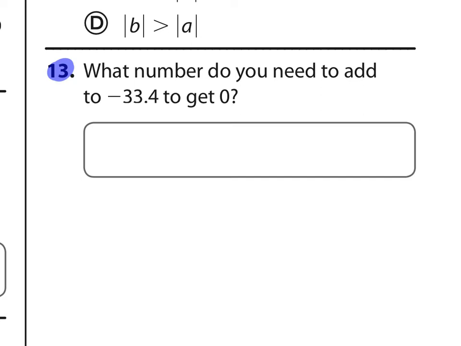Number 13, what number do you need to add to negative 33.4 to get 0? So you're going to take some number and add negative 33.4 and it equals 0. We know we can add opposites to equal 0, so the opposite of negative 33.4 would be positive 33.4.